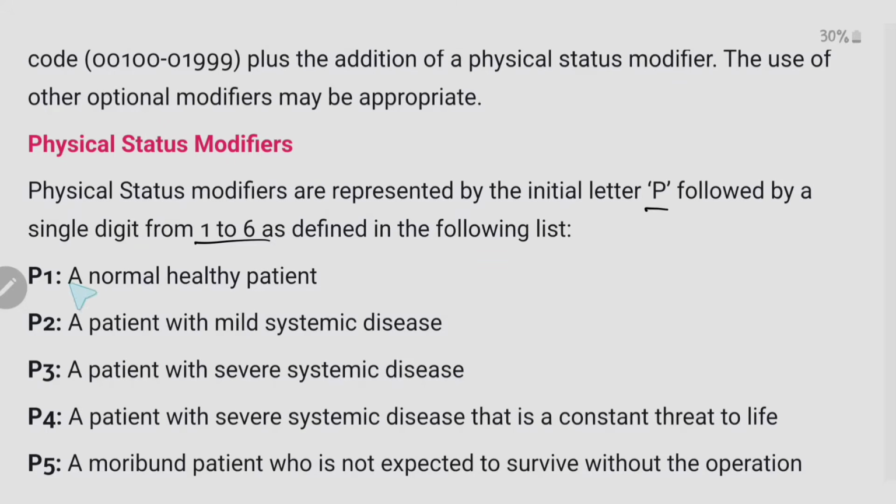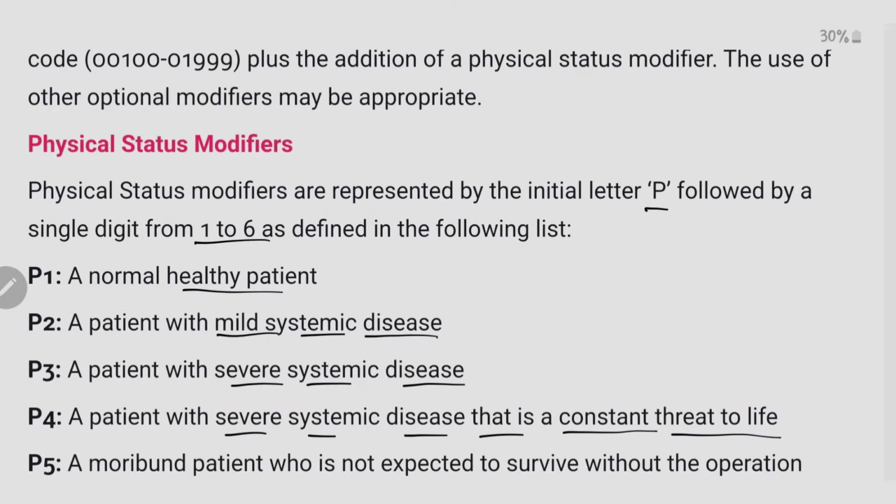So, P1 is for a normal healthy patient. P2 is for a patient with mild systemic disease. P3 is for a patient with severe systemic disease. P4 is for a patient with severe systemic disease that is a constant threat to life. While coding, you have to check for all this. If the patient is having severe systemic disease, you have to append the physical status modifier P3. If the patient is a healthy patient, then the modifier P1 is appended.